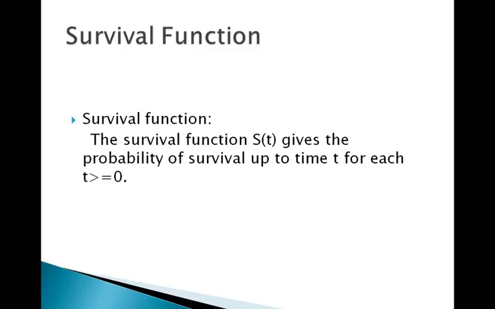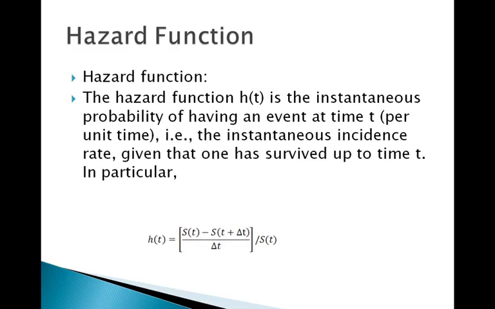So first we want to define the survival function. The survival function S of t basically gives the probability of surviving up to time t for each t greater than or equal to 0. After you define a survival function, the hazard function is the next thing somebody's going to ask you about. So the hazard function ends up being the instantaneous probability of having an event at time t per unit time, or the instantaneous incidence rate given that one has survived up to time t.